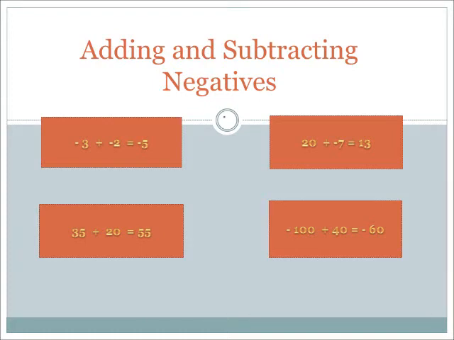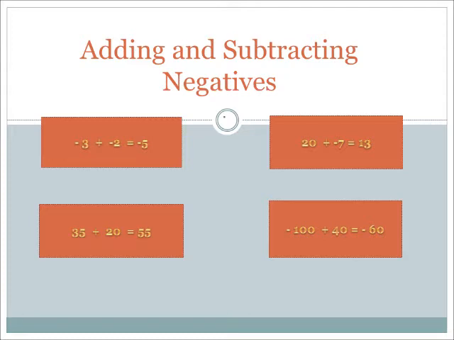Okay, let's go over the 4 different scenarios that occur in these 4 different videos. In the first video, we have -3 plus -2 equals -5. In the second one, we have 20 plus -7 equals +13. In the third, we have -100 plus 40 equals -60. And in the fourth, we have 35 plus 20 equals 55.